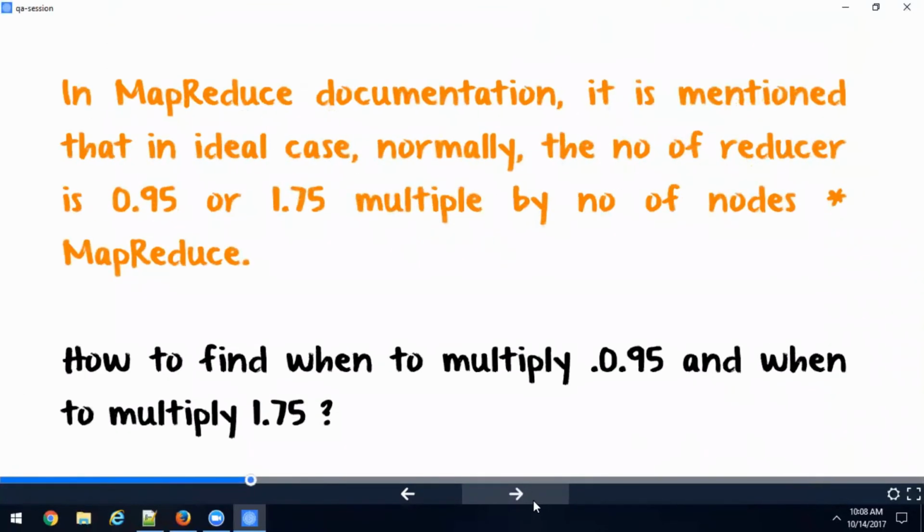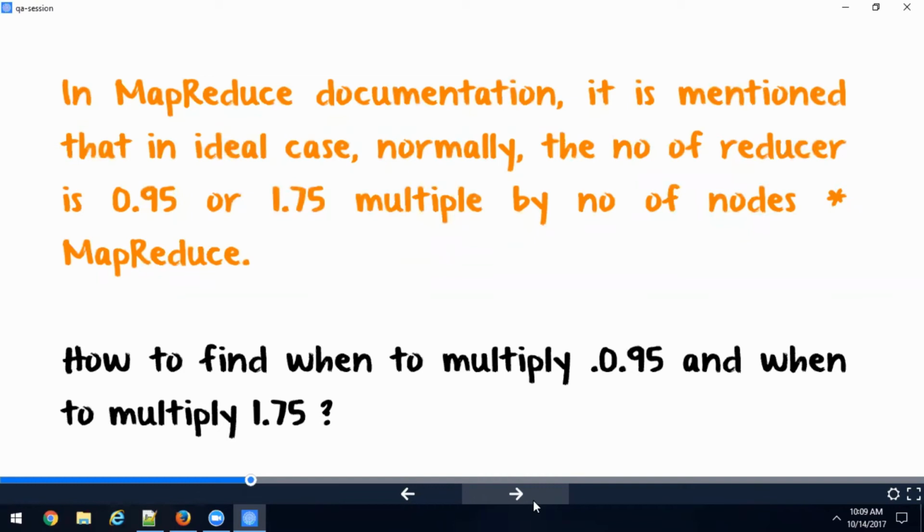Okay, so here's our first question. In the MapReduce documentation, it is mentioned that in the ideal case, normally the number of reducers is 0.95 or 1.75 multiplied by the number of nodes times mapreduce.tasktracker.reduce.tasks.maximum. How do we decide when to multiply by 0.95 and when to multiply by 1.75?